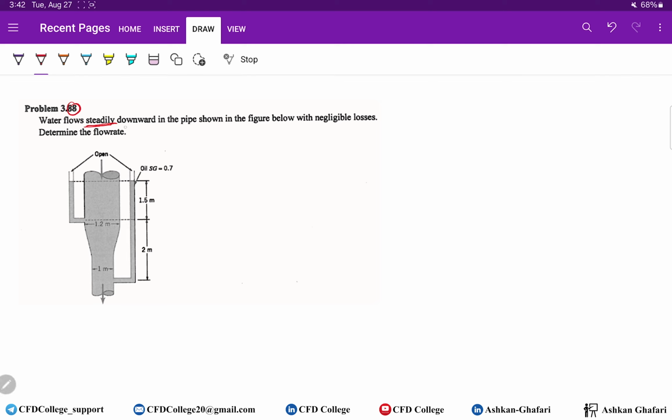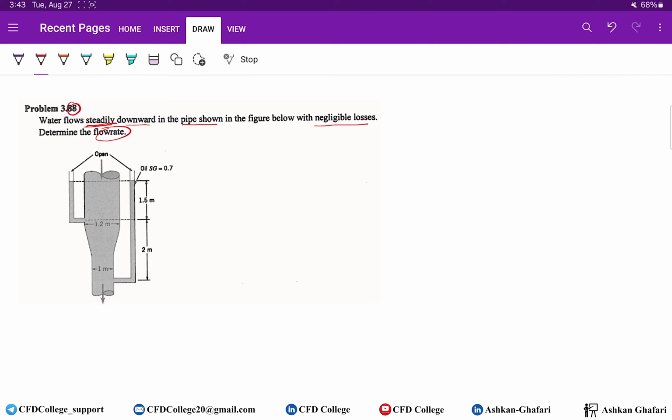Water flows steadily downward in the pipe shown in the figure below with negligible losses. Negligible losses means that we don't have any losses in the flow, so you can use the Bernoulli equation. And what should we find? The flow rate. We should find the flow rate.